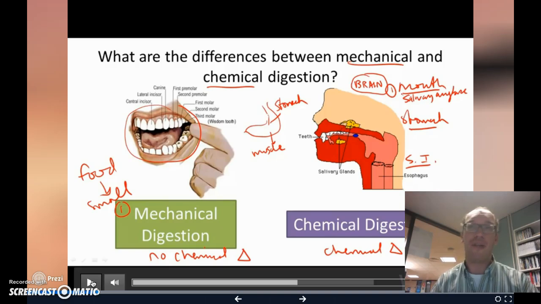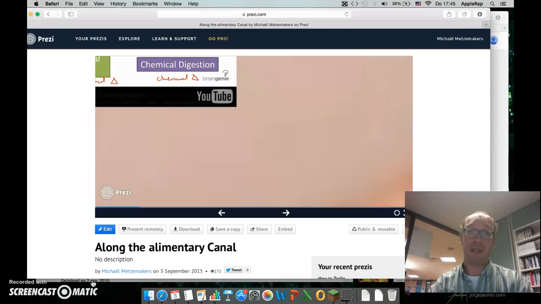So I think that's enough for now. So there is a difference. You have mechanical, which you do with your teeth, and there's chemical, which you do with several chemicals or enzymes.